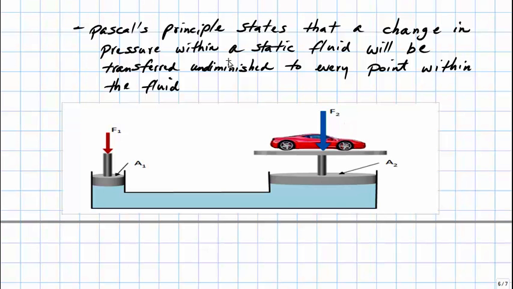We will prove this by applying Pascal's principle. Now again, Pascal's principle states that a change in pressure within a static fluid will be transferred undiminished to every point within the fluid. That means that when the car applies this force against the piston, we're going to change the pressure in the fluid. We will represent this pressure as P within the fluid, and since this piston is pushing down against the fluid, the fluid will react by pushing up against the piston with a pressure P.